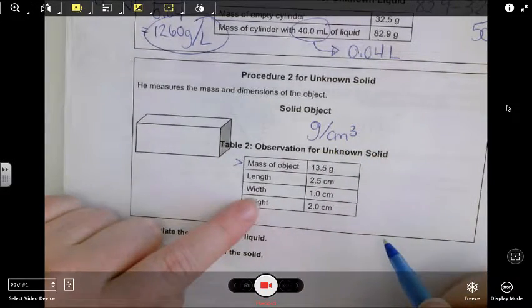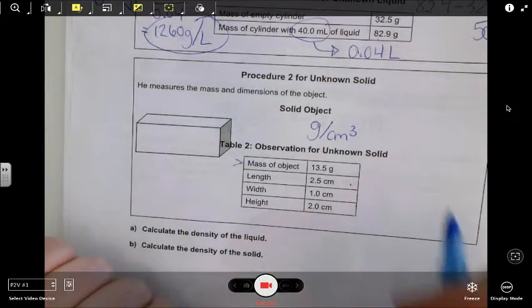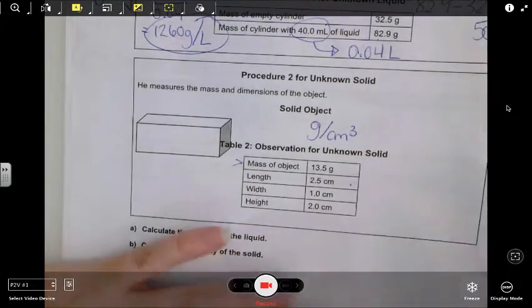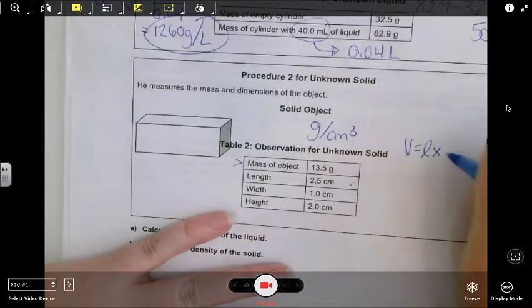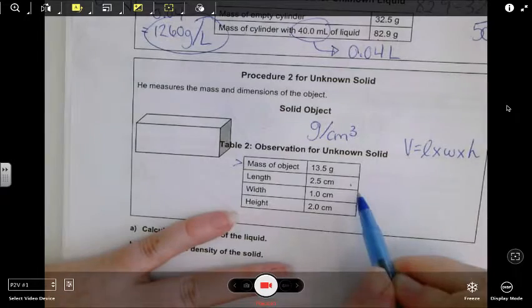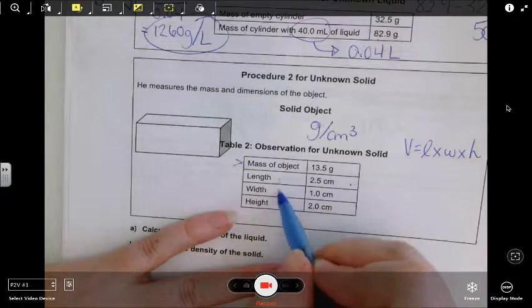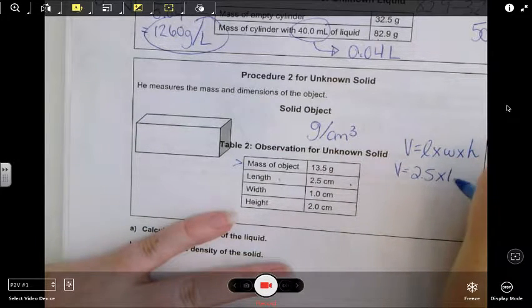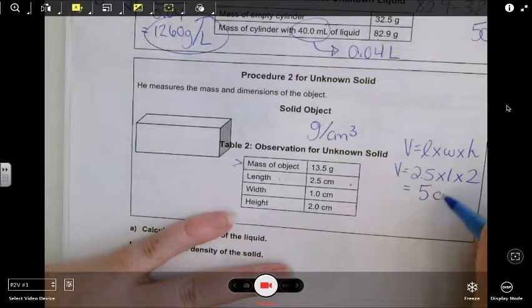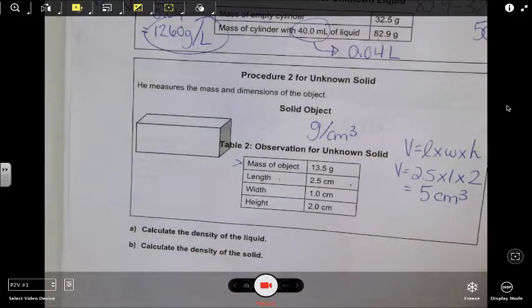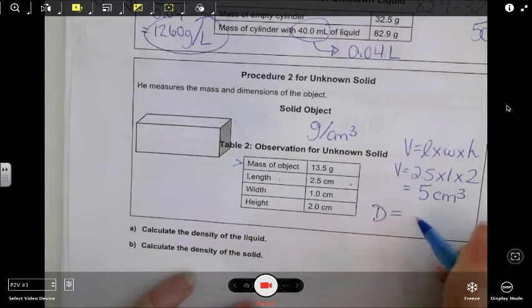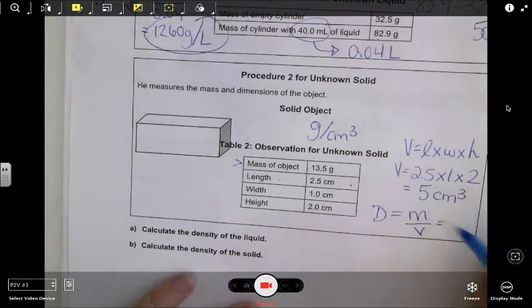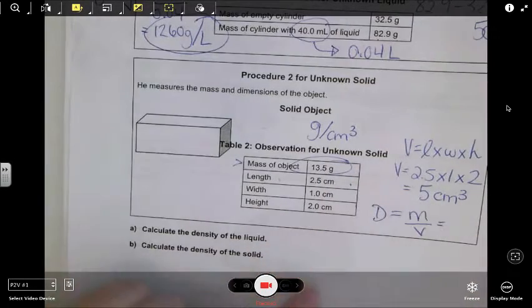So we're still going to have to use mass over volume. Well, volume of this, you do length times width times height. Okay, and you guys should know how to do this from math. So you're going to multiply all three of these things. So volume is 2.5 times 1 times 2, which should give you 5 centimeters cubed. Okay, and then afterwards we do the same thing again. So you do density equals mass over volume. So this time your mass is 13.5 grams.